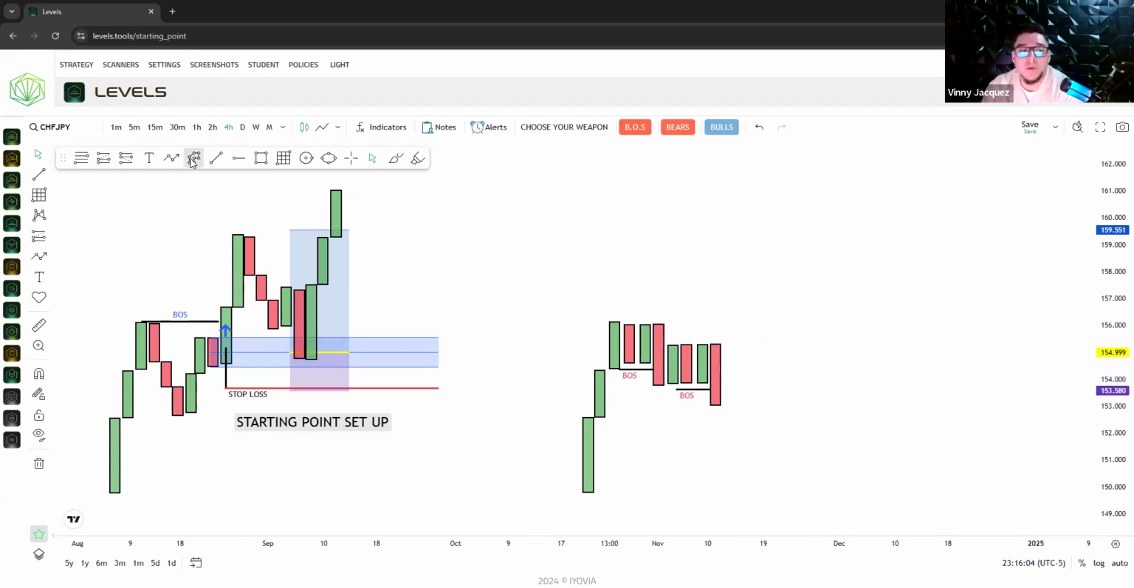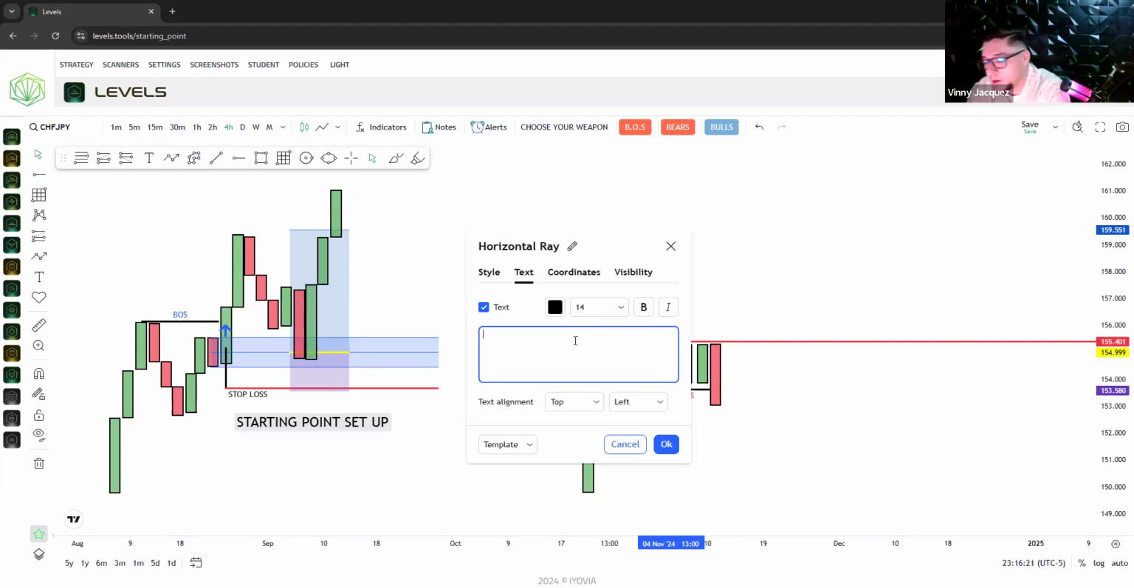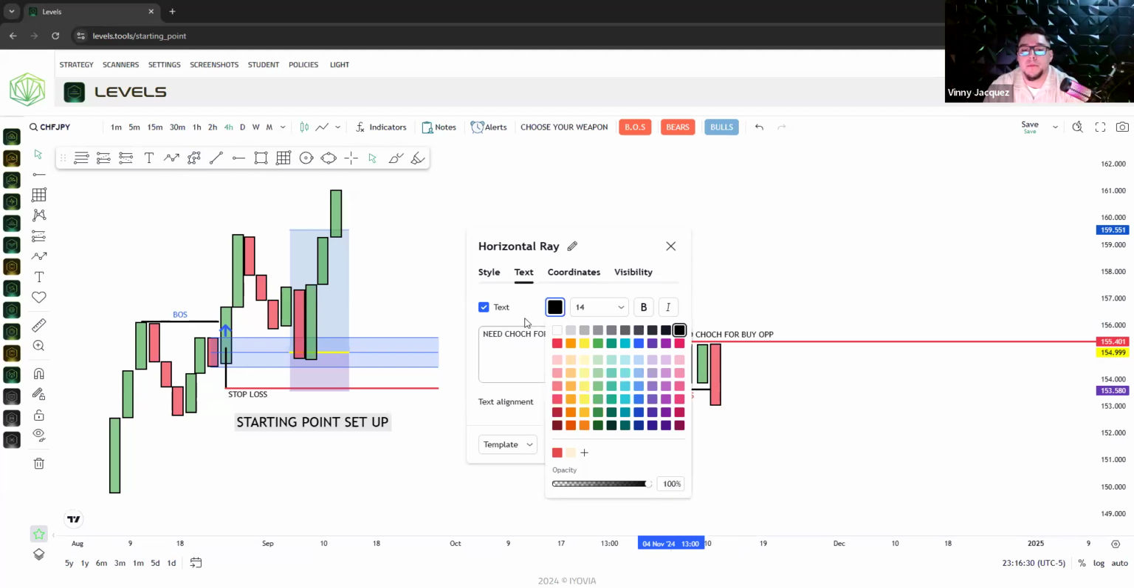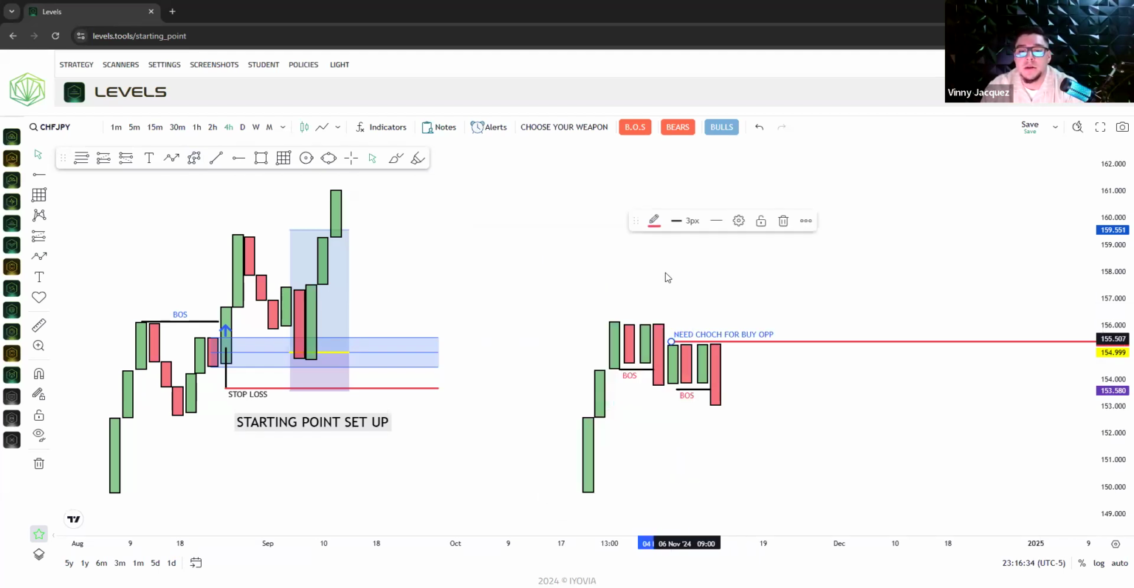All right, so let's go ahead. The market was consolidating again. So we have higher high, consolidation, bearish BOS, consolidation, bearish BOS. At this time, guys, we should already have our change of character line. This is super important. Need change of character for buy opportunity. Make that blue because we need a bullish change of character. That line gotta be black, right?